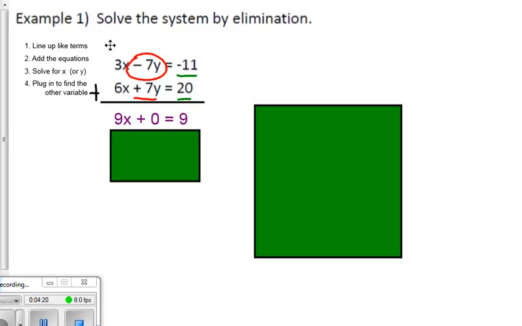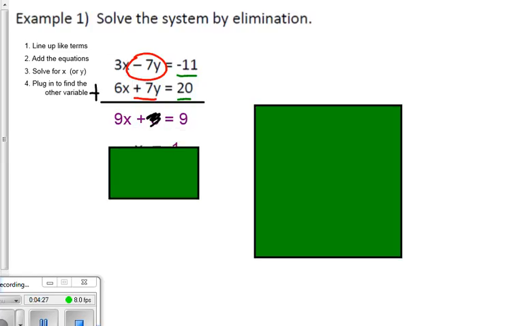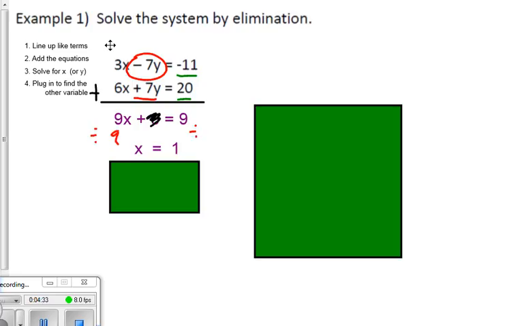Using 9x plus 0 equals 9, well, we can kind of get rid of that 0. We don't need to say plus 0 on that, so we just have 9x equals 9. If we divide both sides by 9, this side and this side, we can see then that x has to be 1. So our solution in this case, we would be using x equals 1 as going to be part of our solution to this system.